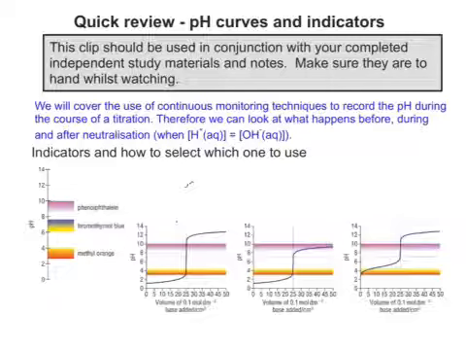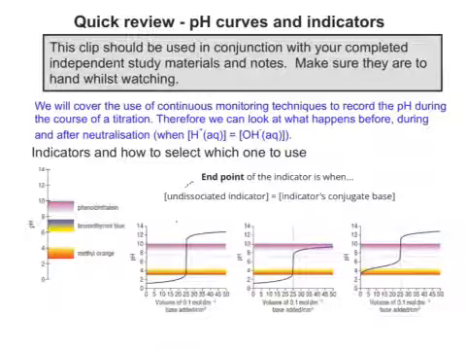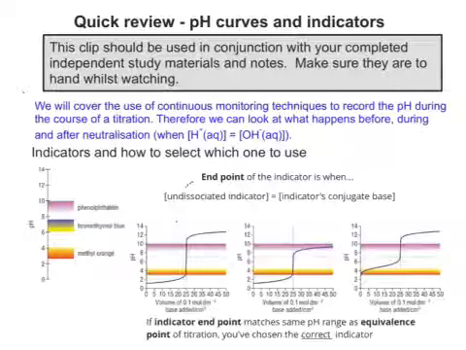So the end point of an indicator is the pH range at which the weak acid concentration is equal to the conjugate base concentration. In other words, when the colour changes. It usually occurs within 2 pH values. So what you need to do is choose your indicator so its endpoint matches the equivalence point or vertical section of your titration as closely as you can.